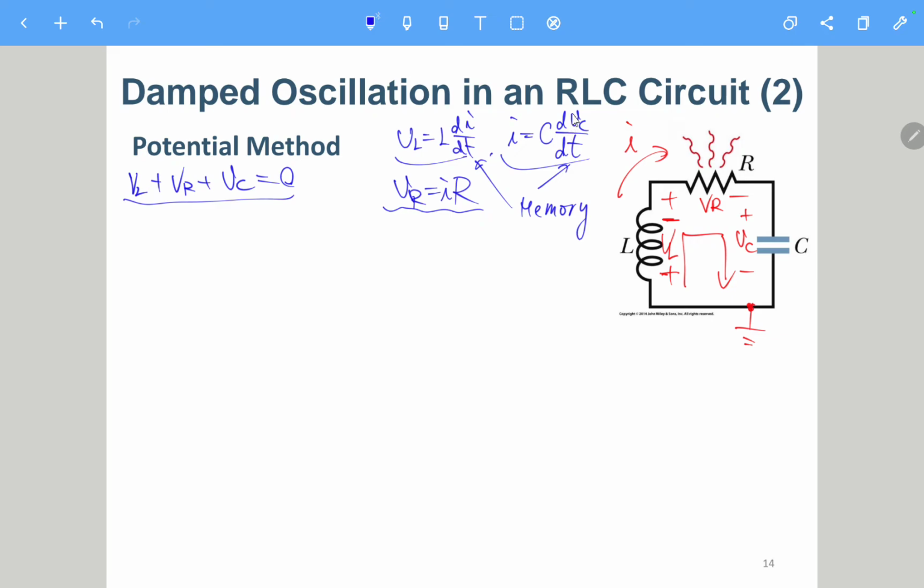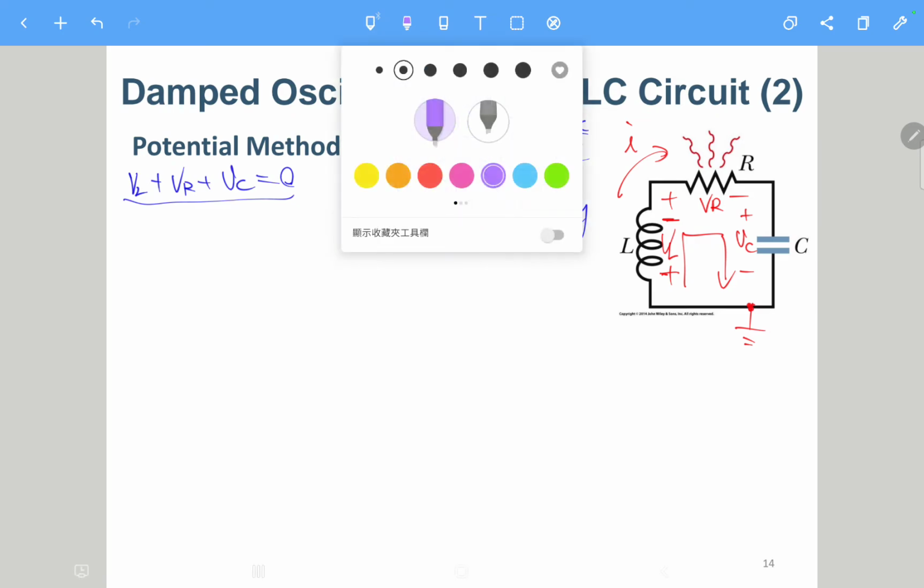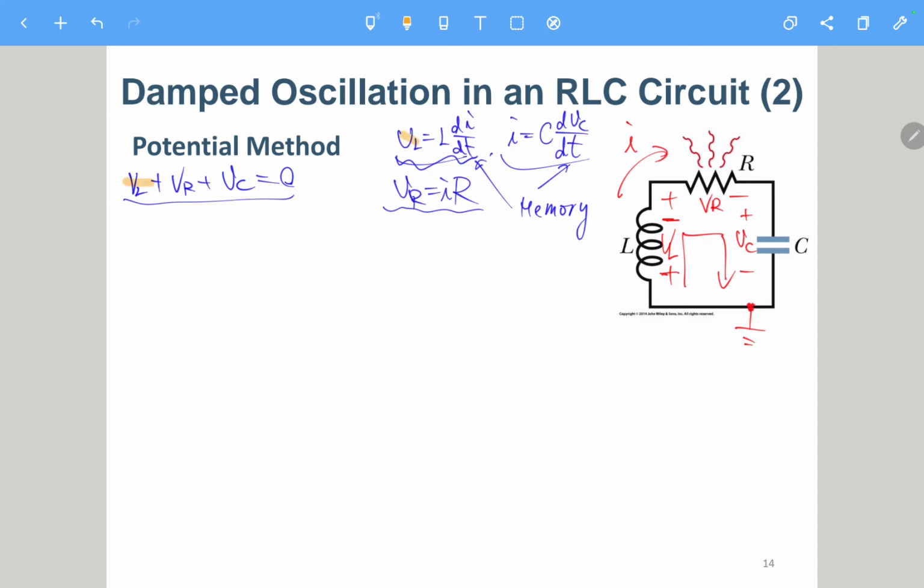Okay, so in that case, we can try to do some substitution. Let's see how we can do it. So let's plug in this one there. The first one is VL. VL is L di dt. So we have L di dt, and then plus VR. VR is nothing but I times R, or R times I. And then plus VC. We just leave it as VC because we cannot put this one there.